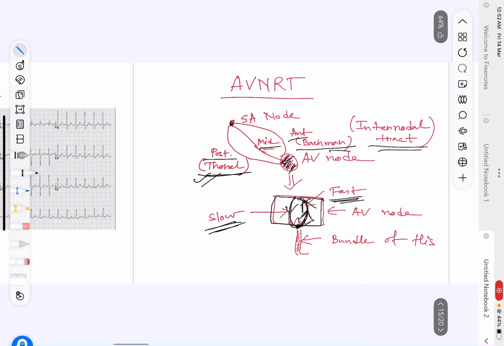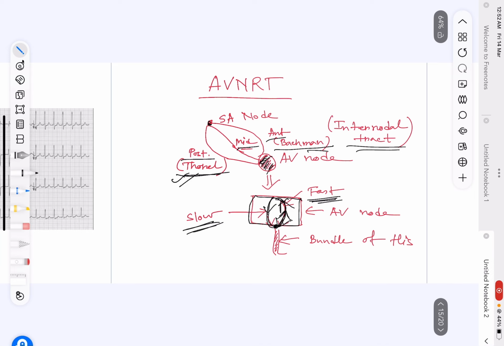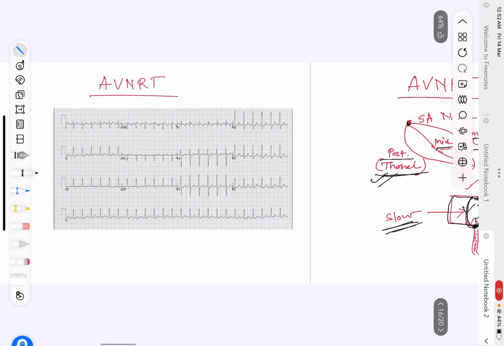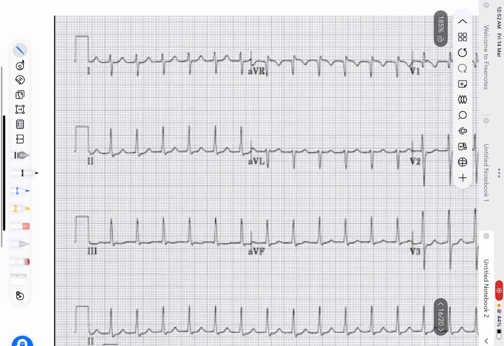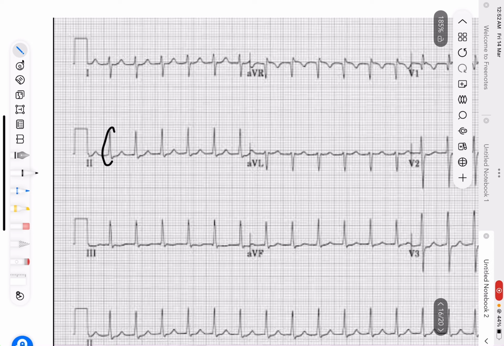So what will you find on the ECG in AVNRT? The ECG findings that we see in AVNRT are very characteristic. The P wave is hidden. We don't see any P wave. See QRS. This is T. QRS T, QRS T, QRS T. There is no P wave. This is AVNRT.